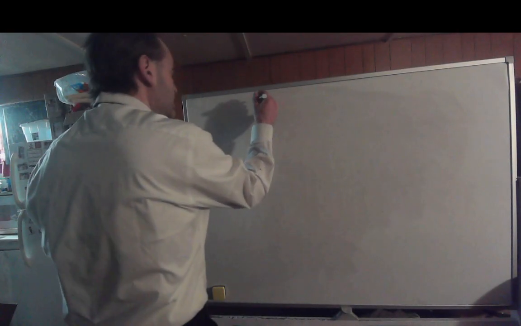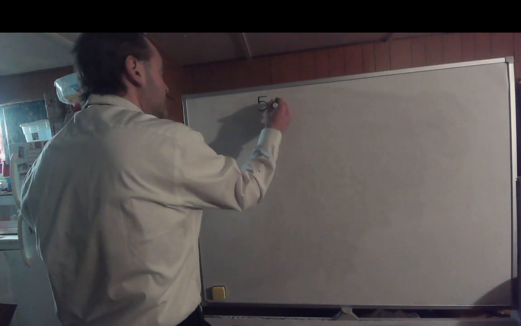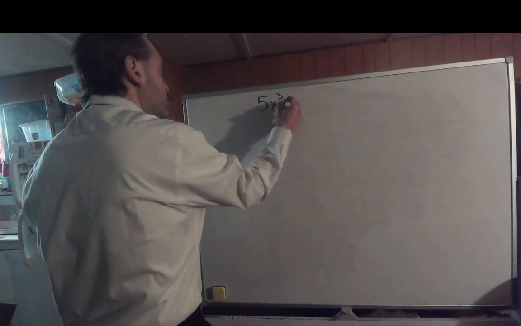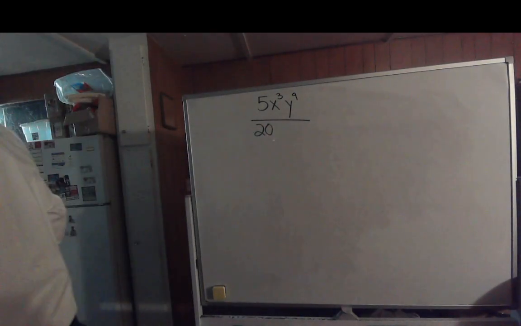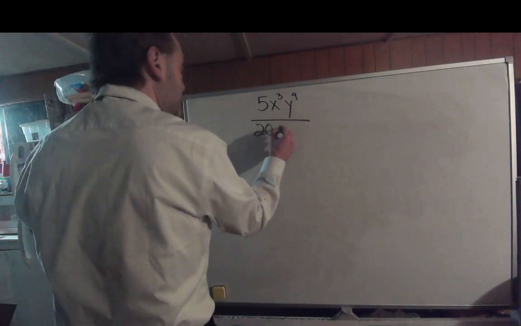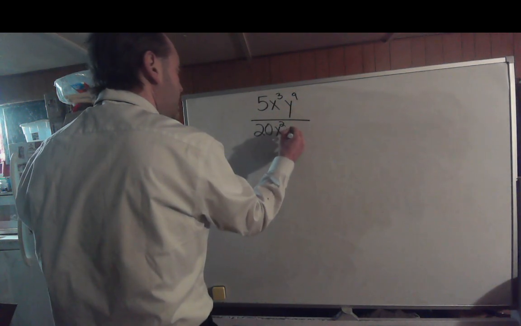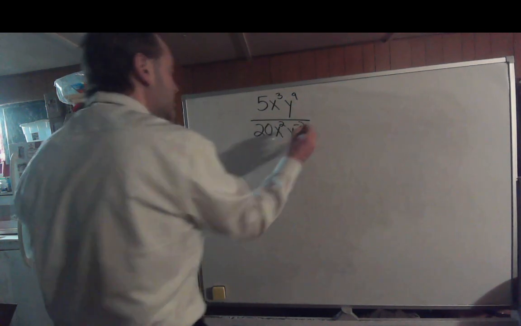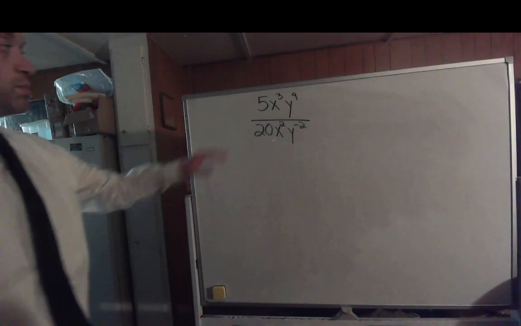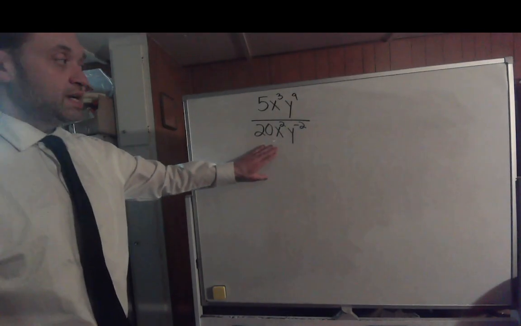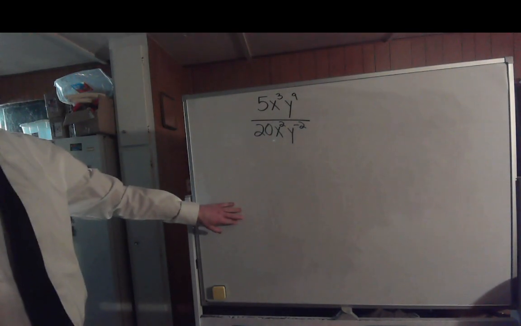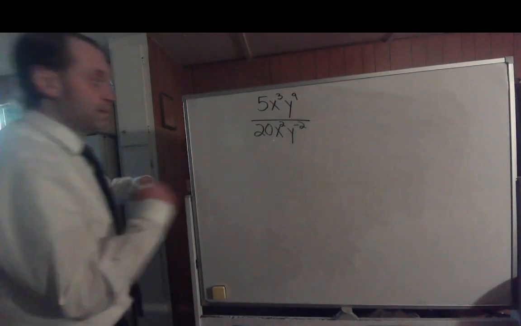Alright, 4 more for this. So we have 5x to the 3rd y to the 9th divided by 20x to the 2nd y to the negative 2nd. So we have 5x to the 3rd y to the 9th divided by 20x to the 2nd y to the negative 2nd. So let's split this up into 3 parts again here.